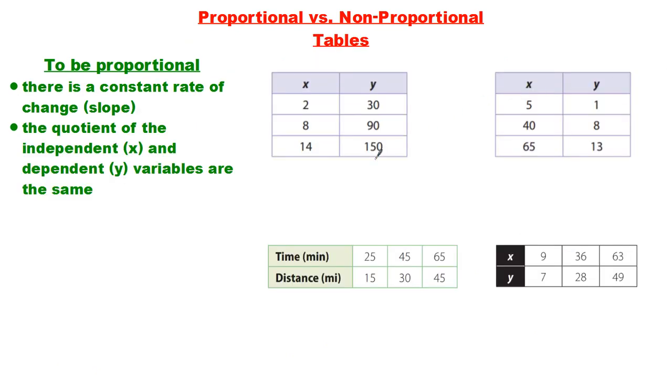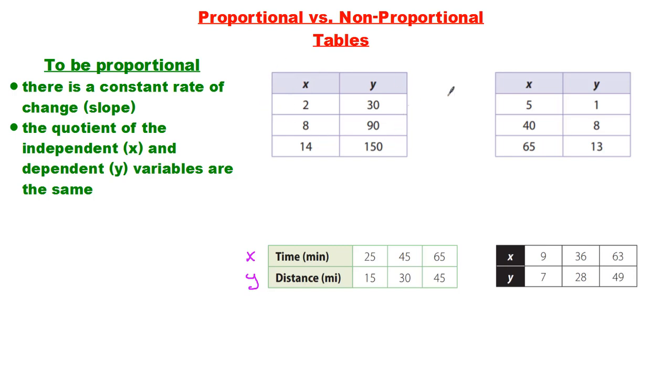Now, this one you actually have to do some calculations. So we have some tables here. These are all of our x values. Our x values come first, and then our y values, and here we have our x values, y values, and then here x and y. So for this one, there is a constant rate of change, and I'll show you how to calculate that. The quotient of the independent variable x and dependent variable y are the same. Okay, so here is what that means.